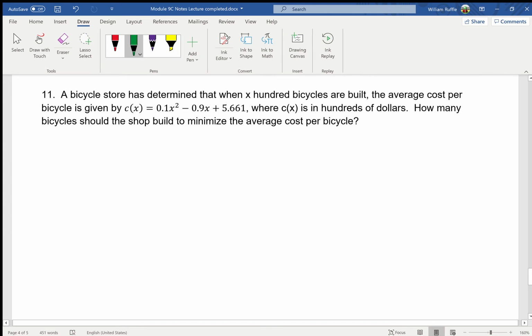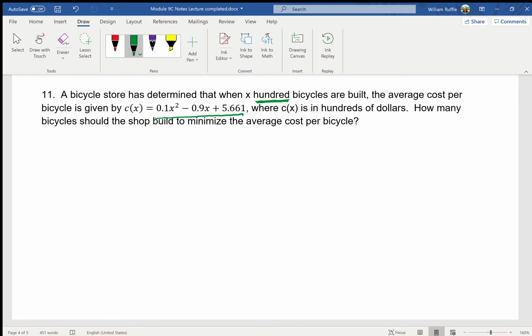All right, we have our bicycle store here, and they want to make X hundred bicycles, and I will talk about the 100 in the end. They're trying to trick us a little, but the average cost for bicycles is given by this function, where C of X is in hundreds of dollars. How many bicycles should the shop build to minimize the average cost per bicycle?